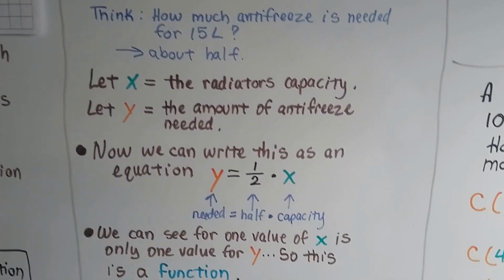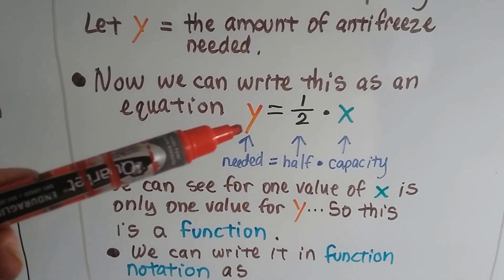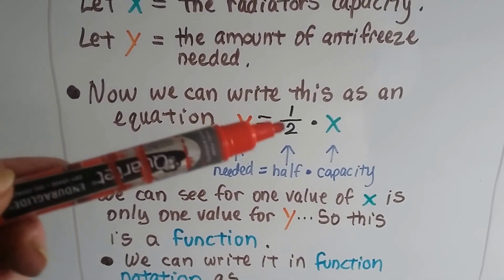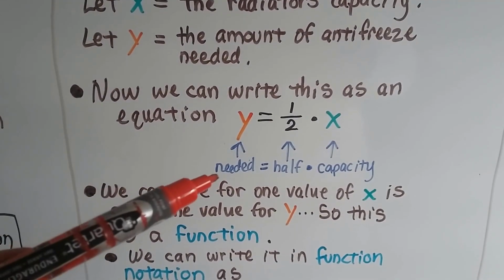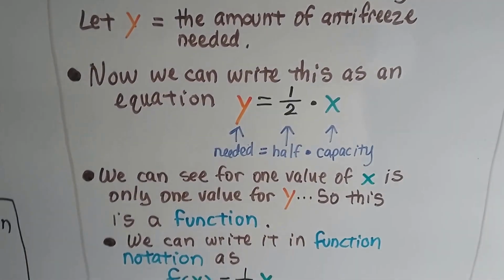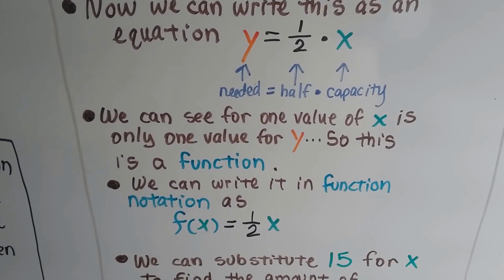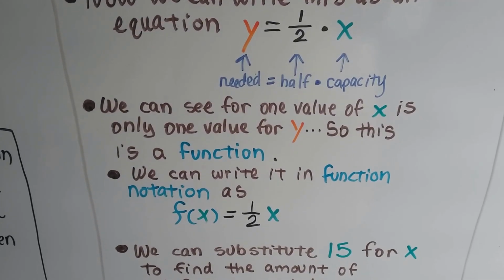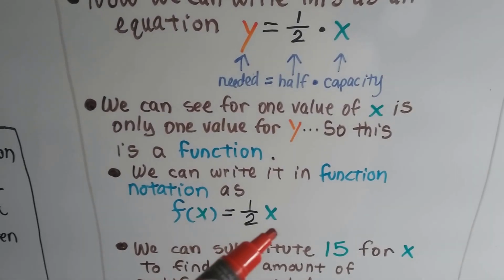So now we can write this as an equation. y, which is the amount needed, equals half times the capacity. We can see for one value of x there is only one value of y, so this is a function. And we can write it in function notation as f of x equals half of x.